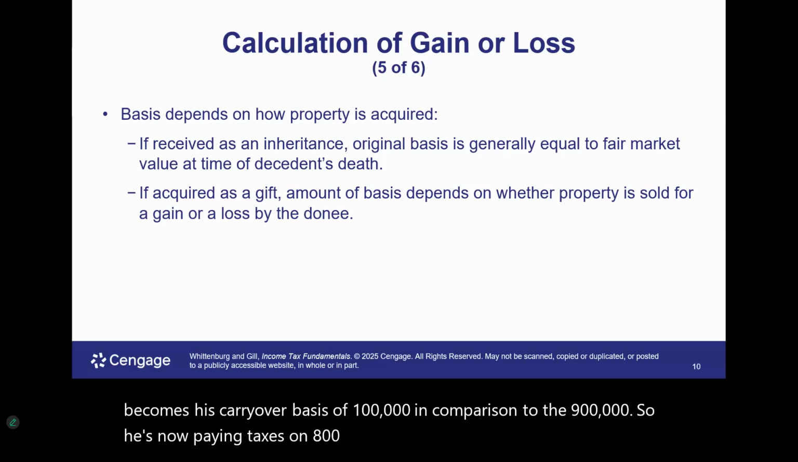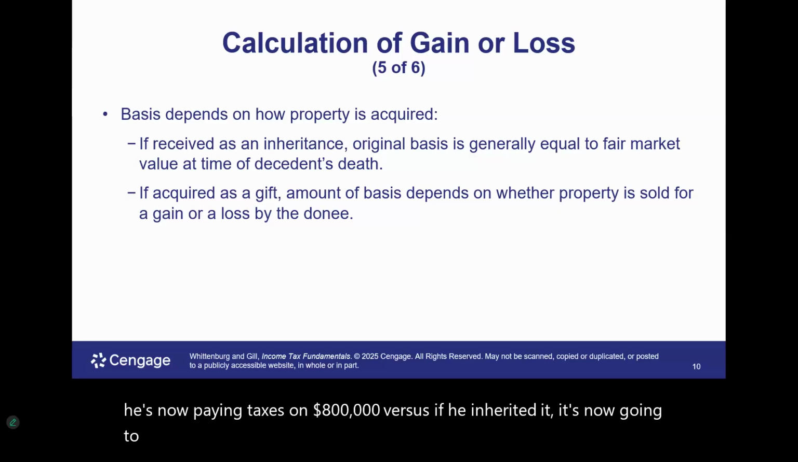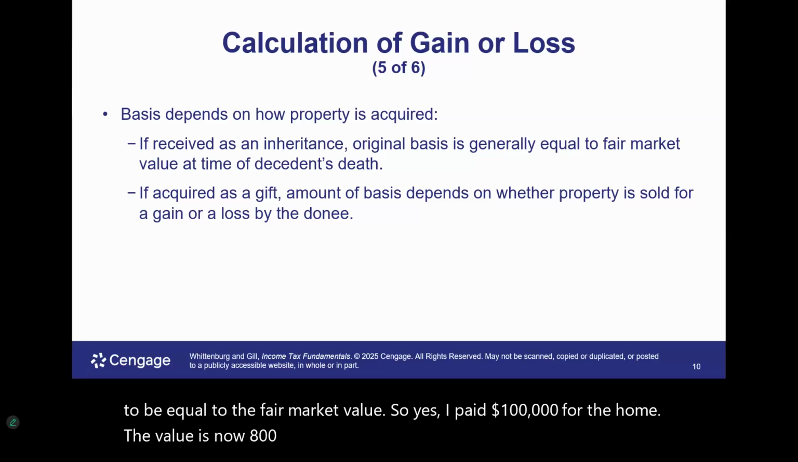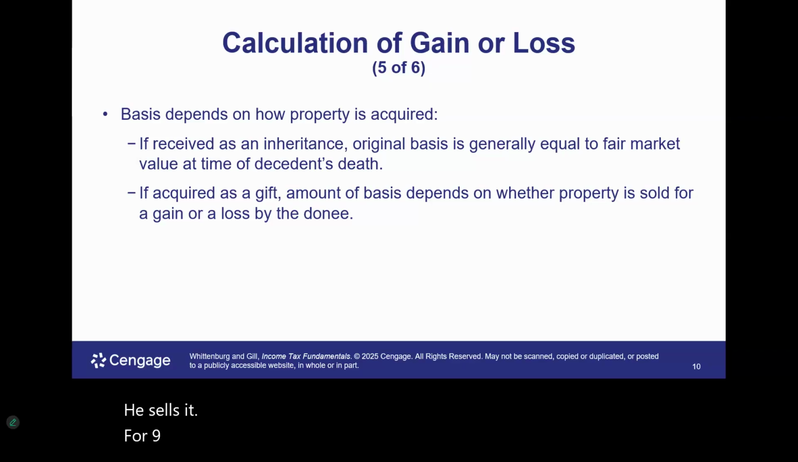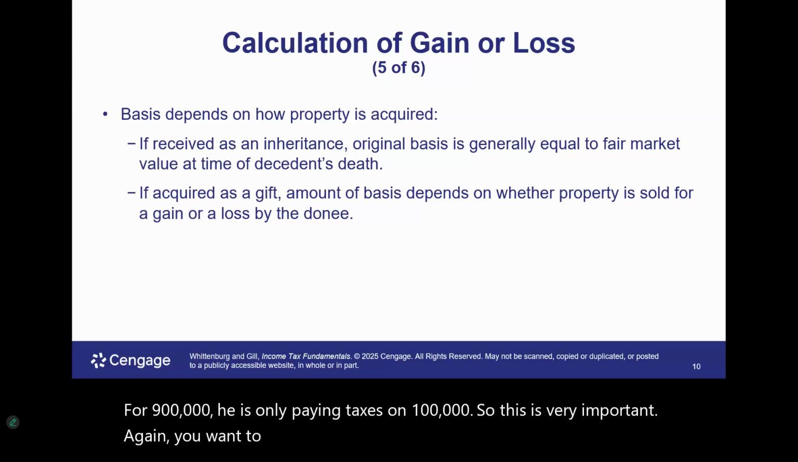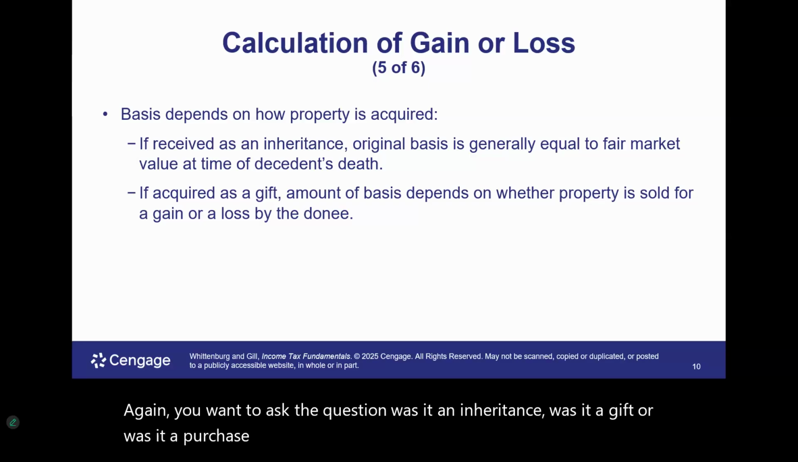So he's now paying taxes on $800,000, versus if he inherited it, it's now going to be equal to the fair market value. So yes, I paid $100,000 for the home. The value is now $800,000, but because he inherited it, his basis is $800,000. He sells it for $900,000. He is only paying taxes on $100,000. So this is very important. Again, you want to ask the question, was it an inheritance? Was it a gift? Or was it a purchase? Because it has a very significant impact on what the gain or loss is going to be.